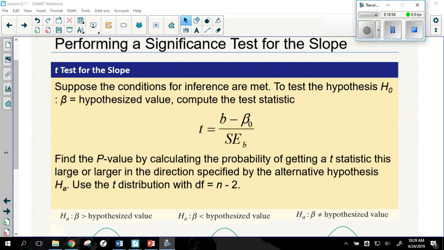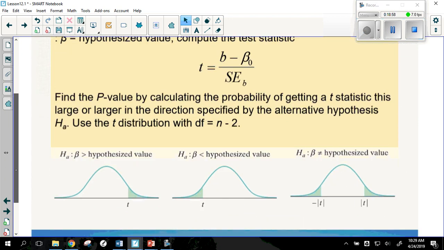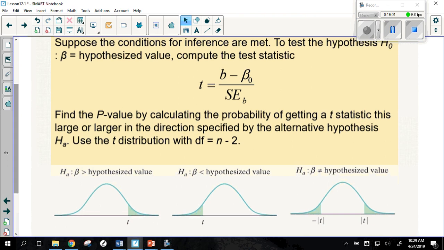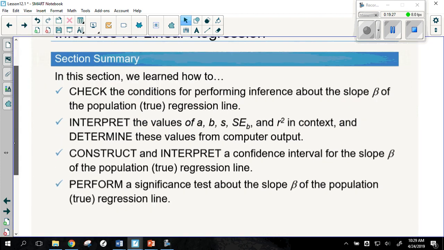All right, so same deal with two-tailed. I mean, we're really not doing anything super new. We are just using a new formula. The process is staying the same. And that was it. That was it in a nutshell.